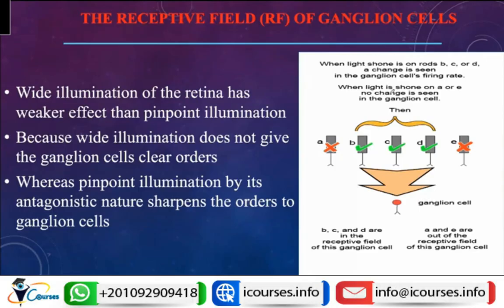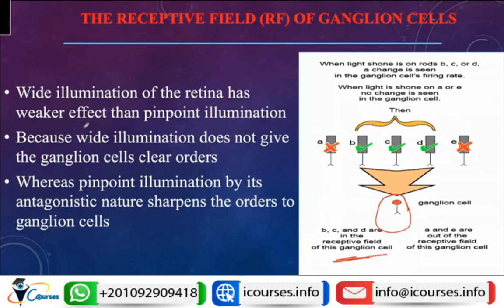The receptive field of the ganglion cells also follows the center-surround pattern. So if we have different bipolar cells stimulating a ganglion cell, the bipolar cells B, C and D are in the receptive field of the ganglion cell, so they will cause stimulation of the ganglion cell, causing transfer of the impulse, while bipolar cells A and E are outside of the receptive field of this ganglion cell, so they will not transfer any impulse to this particular ganglion cell.